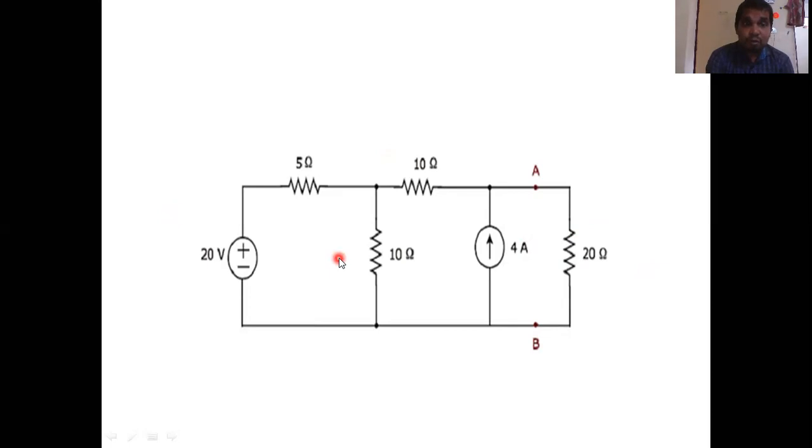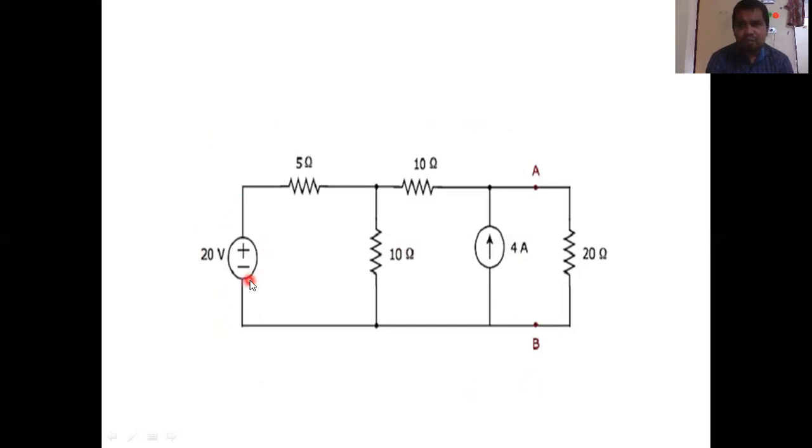So what we have to do is first replace this entire portion of the network with the Thevenin equivalent. Thevenin equivalent in the sense VTH and RTH. Why am I saying RTH? Because only residual elements are there. So we need to find the equivalent for this entire network by VTH and RTH.